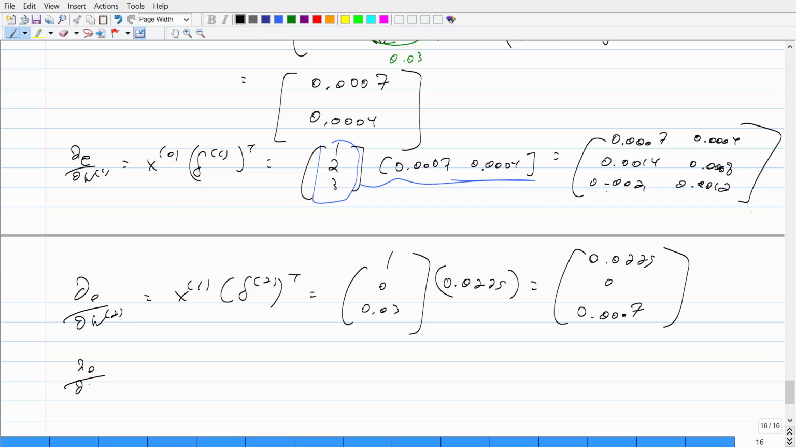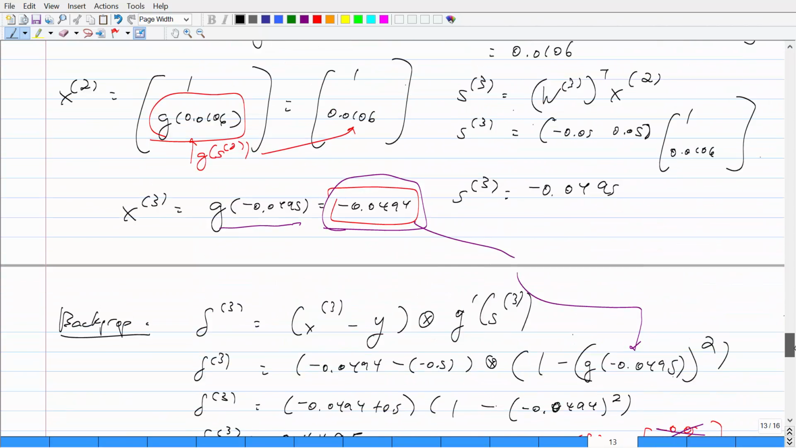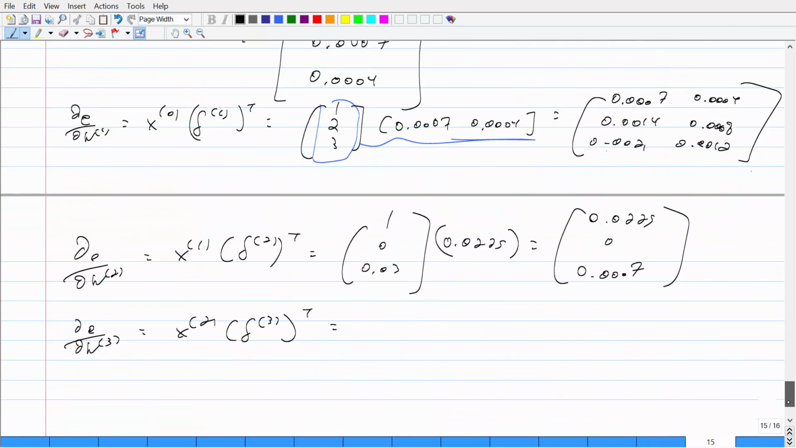Finally, you calculate it for the connections between the second hidden layer and the last, which is the output layer. In this case, you have x of 2, delta 3. x of 2 was, let me just double check here, 1 and 0.016.